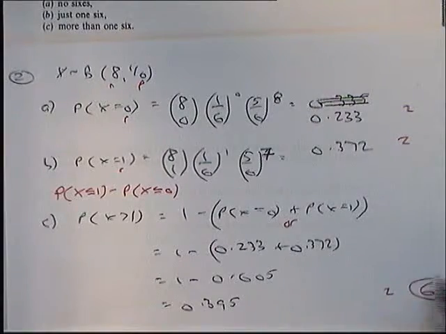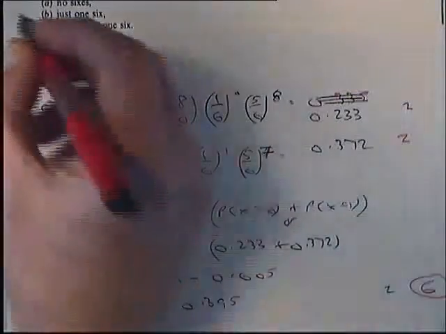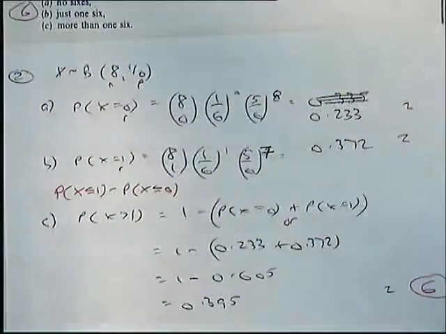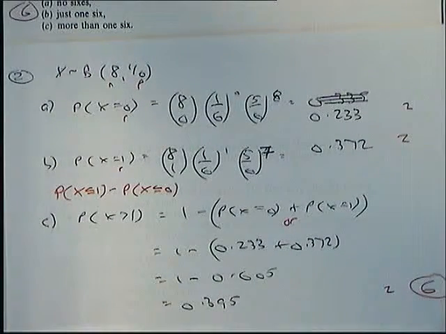So 2 marks for that one, 6 marks for that question. What happens if we got the answer to part B wrong, but we did the method right in part C? Give yourself 1 mark out of the 2 down here.